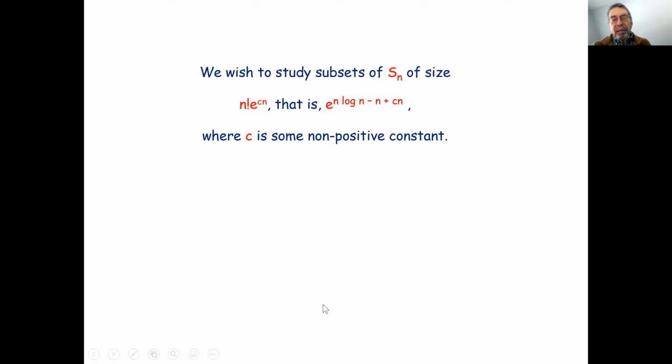In other words, it's equal to n factorial e to the Cn for some non-positive constant c, which we could think of as e to the n log n minus n plus Cn. Again, think of c as a negative number. And we're going to use that number c to measure the size of these sets and to figure out which ones are dominant.